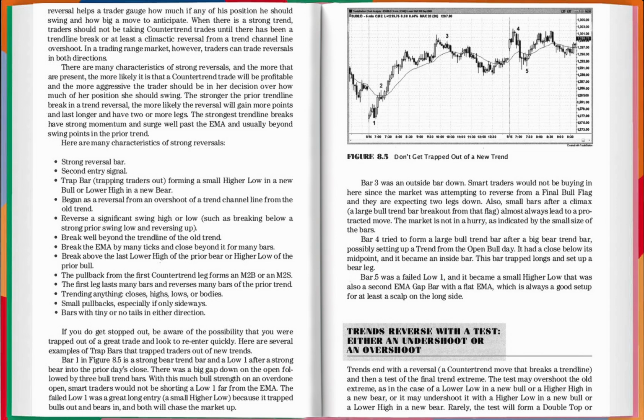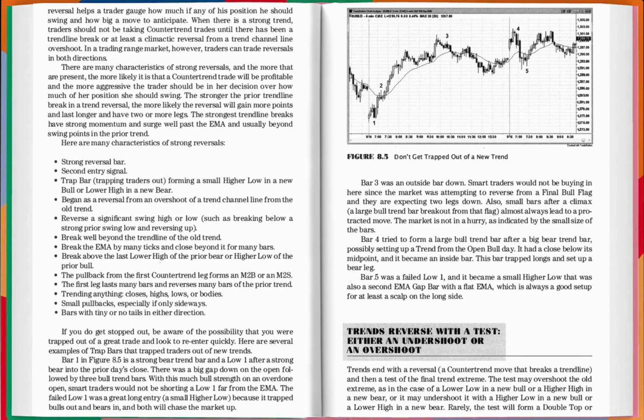Bar 1 in figure 8.5 is a strong bear trend bar and a low one after a strong bear into the prior day's close. There was a big gap down on the open followed by 3 bull trend bars. With this much bull strength on an overdone open, smart traders would not be shorting a low one far from the EMA. The failed low one was a great long entry, a small higher low, because it trapped bulls out and bears in, and both will chase the market up.